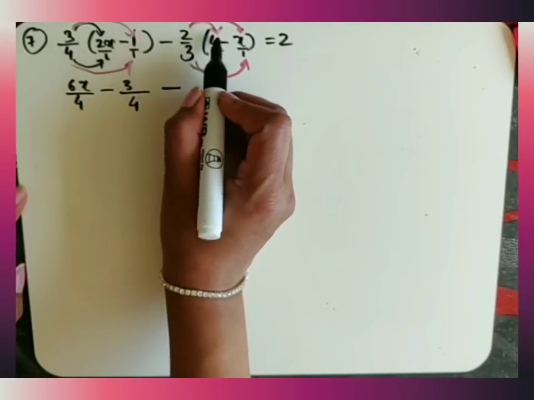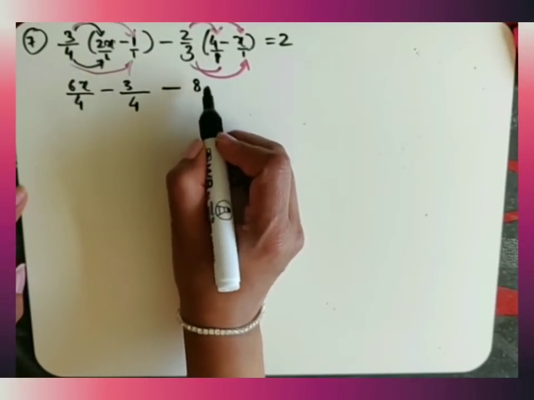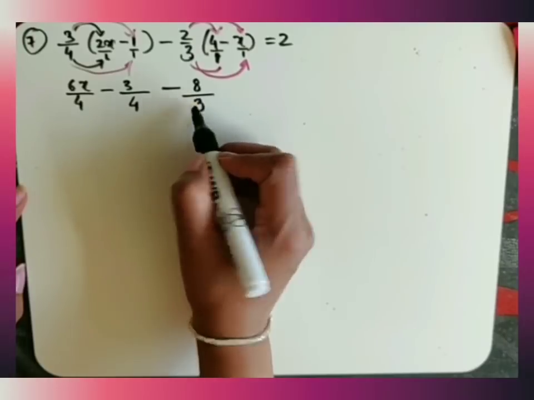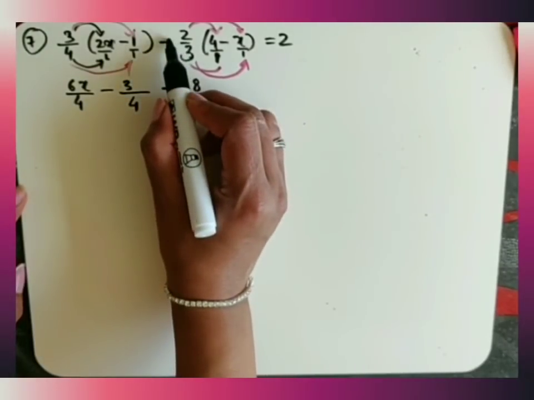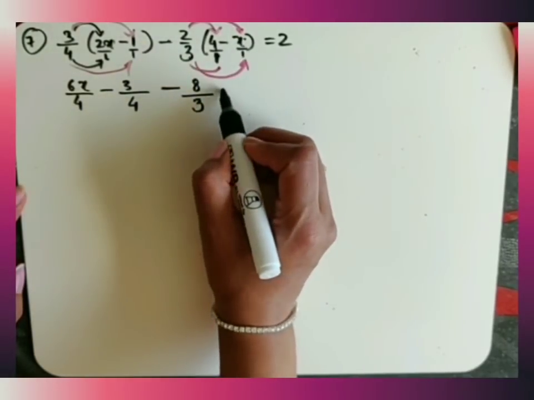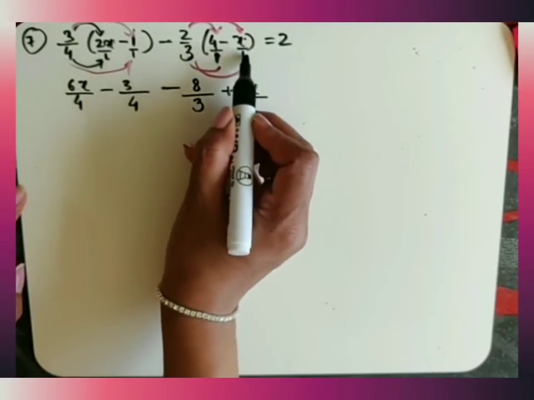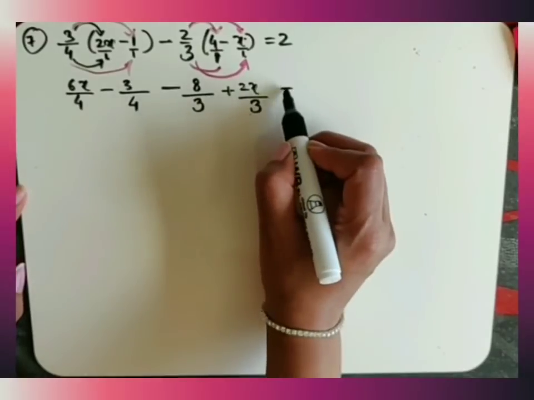Minus 2 multiplied by 4 will give you minus 8, and over 3 multiplied by 1 will give you 3. Then here minus 2 will multiply by minus x, which will be plus 2x, over 3 multiplied by 1, 3, equal to 2.